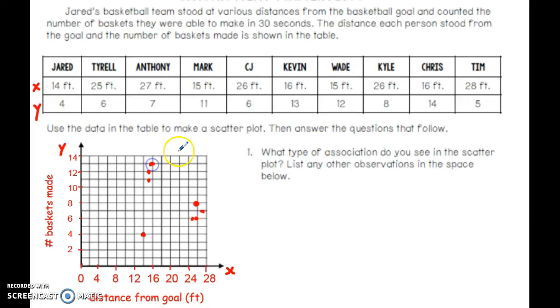I think we had another one earlier, 16, 13, so be careful that you get those 2 on there. And then Tim at 28 and 5.